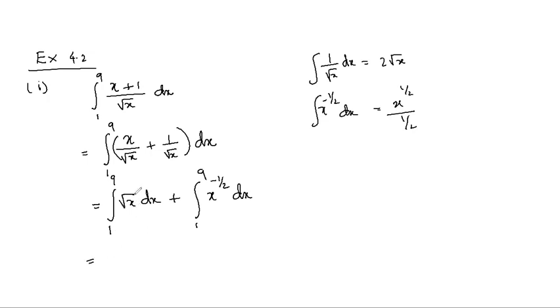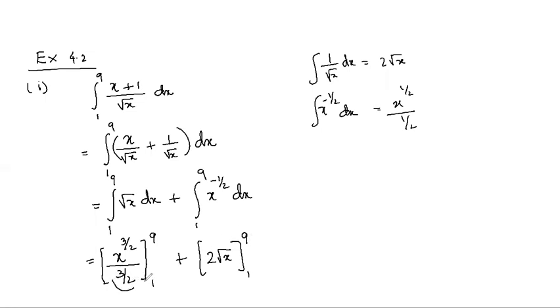So here x power is 1 by 2. Integration means increase the power. So 1 by 2, if you increase by 1, becomes 3 by 2 upon 3 by 2. Since I've separated the integral, I need to put the limit also separately. Here also, x raised to minus half becomes x raised to half upon half, that is 2 root x, from 1 to 9.